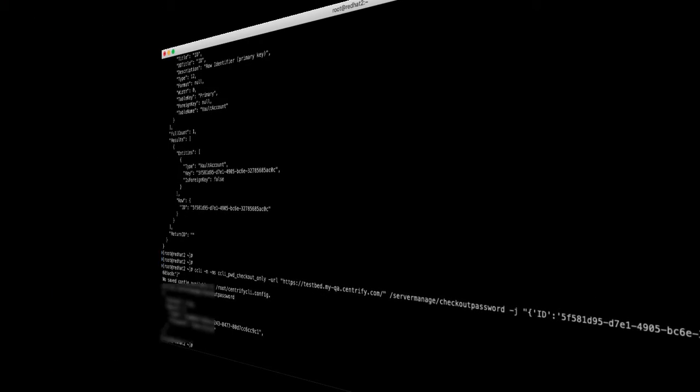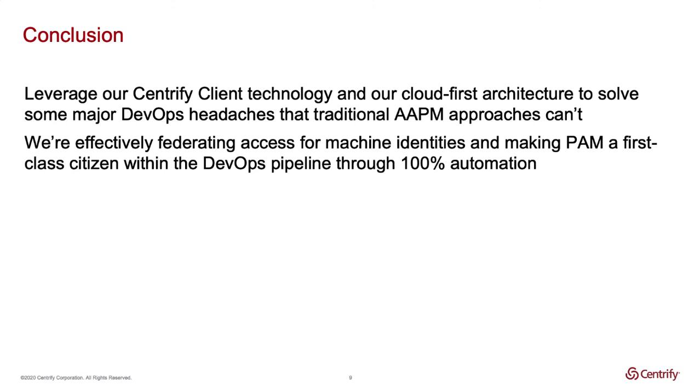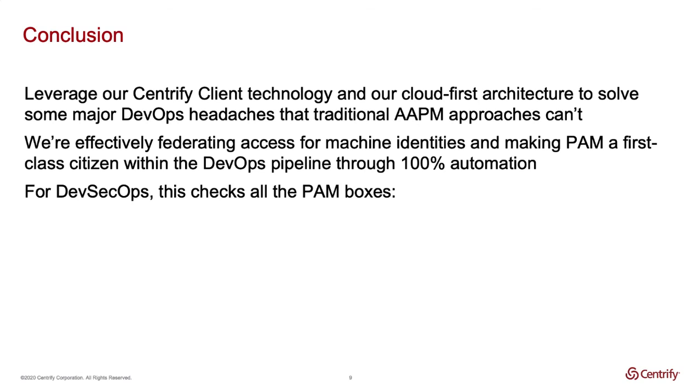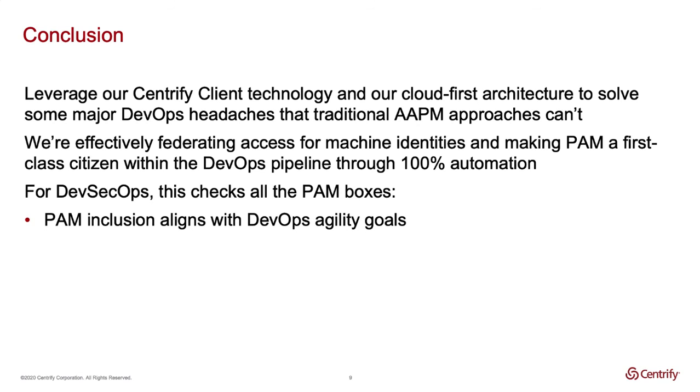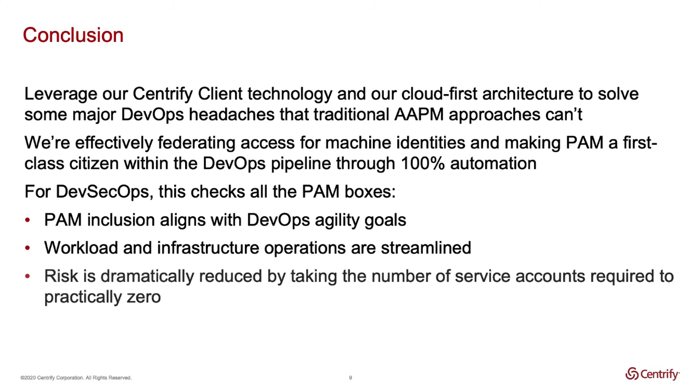So let's wrap this video up. What Centrify has done is to leverage our client technology and our cloud-first architecture to solve some of the major DevOps headaches that traditional AAPM approaches can't. With Delegated Machine Credentials, we're effectively federating access for machine identities and making PAM a first-class citizen within the DevOps pipeline through 100% automation. For DevSecOps, this checks all the PAM boxes. Agility isn't compromised. Workload and infrastructure operations are streamlined, and the number of service accounts required is reduced to practically zero, closing thousands of potential vulnerabilities.